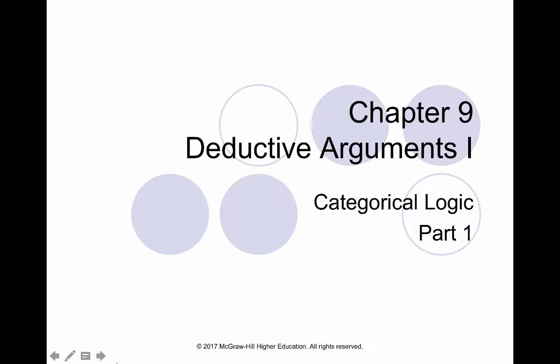Hi everybody, this is part 1 of the lecture to accompany Chapter 9 in your textbook. Please read Chapter 9. It's critical that you understand this information. Okay, let's talk about categorical logic.